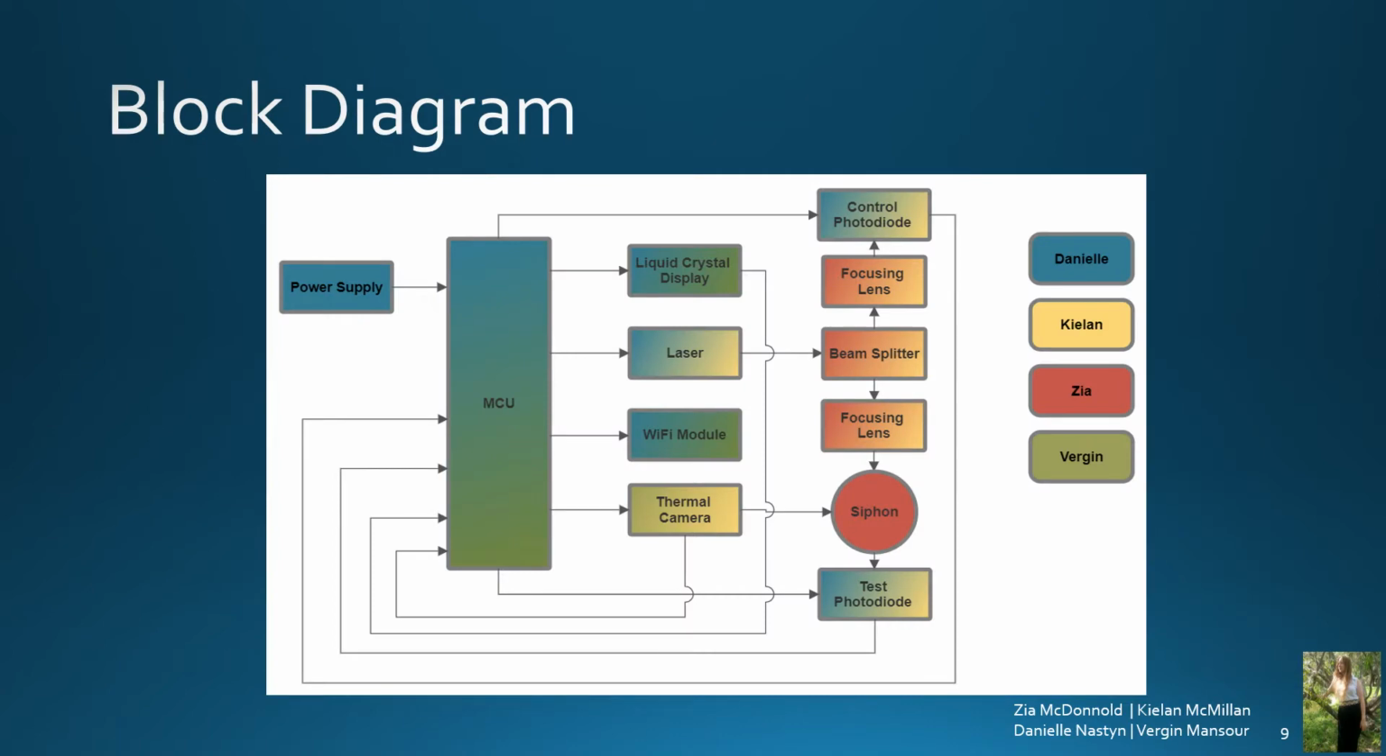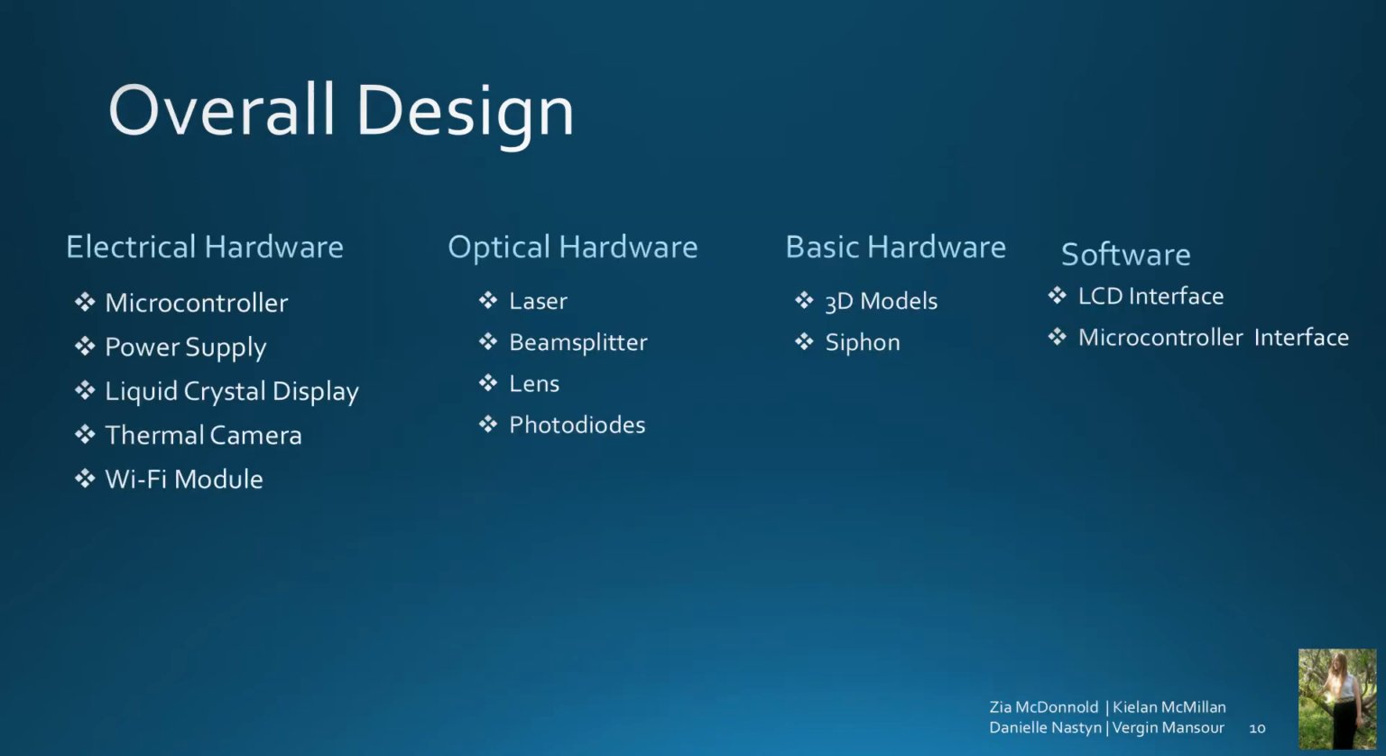This block diagram shows the distribution of work being done, using different colors to represent each person. Danielle is blue, Keelan is yellow, I am orange, and Virgin is green. Our overall design is broken down into electric hardware, optical hardware, basic hardware, and software. I'm going to pass this to Danielle now so she can tell you some more about some of this hardware.